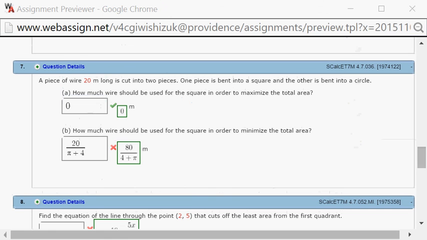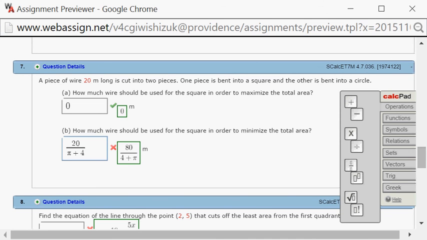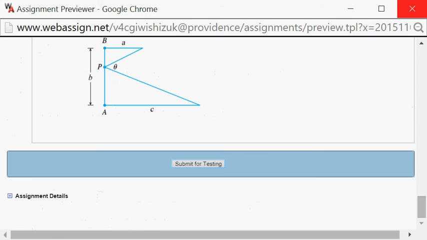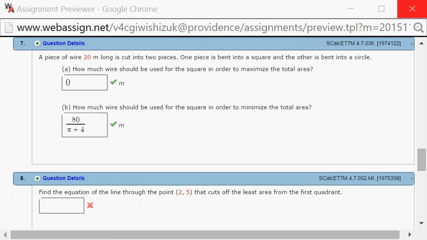I came back and actually I messed it up, because the question is how much wire should be used for the square, so I have to multiply by 4. So instead of 20 over pi plus 4, this should have been 80 over pi plus 4, because you have four sides. Let's check this answer. It came back, and we got both of these correct. Alright, that's it. I hope that this was clear.